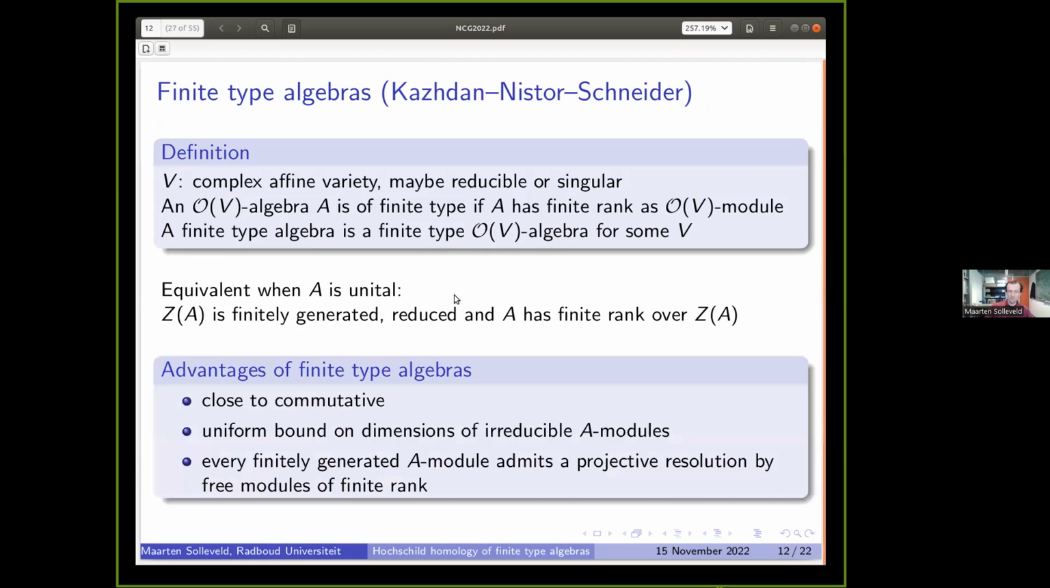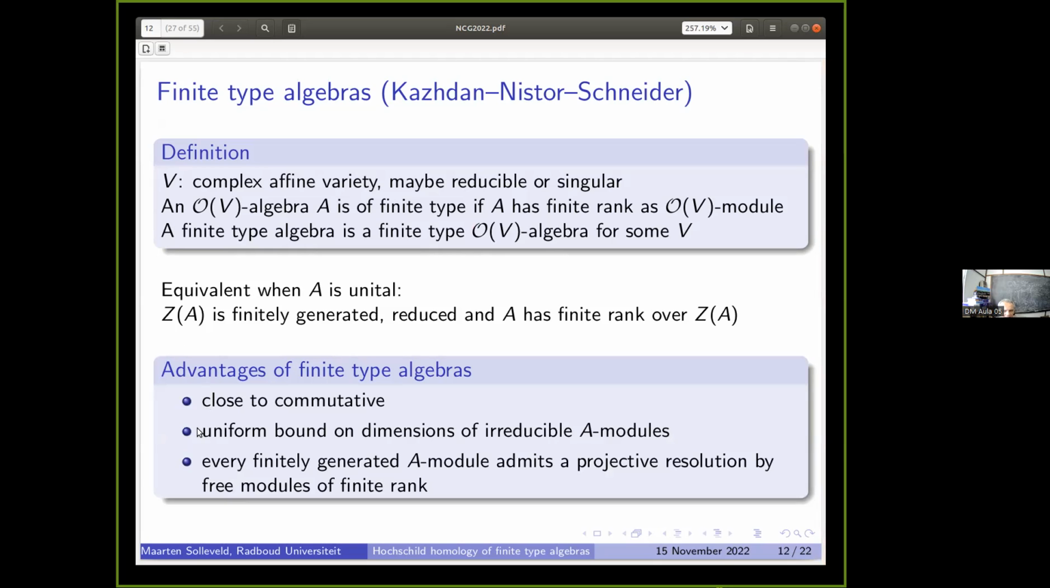And what makes this class of algebras nice is that, since it is of finite rank over a commutative algebra, it is in some sense not far away from commutative. Of course, it can very well be non-commutative, but you can write down higher commutators, say of k elements, and if you take k large enough, then all higher commutators will vanish. So in that sense, it's really close to commutative.